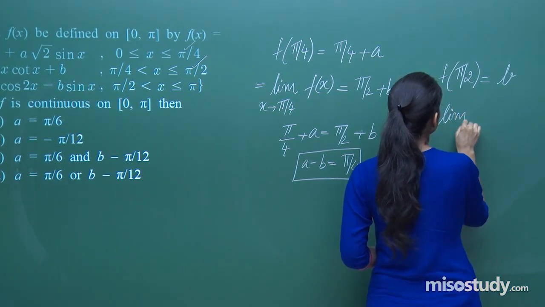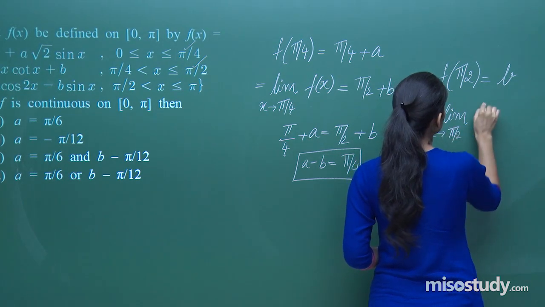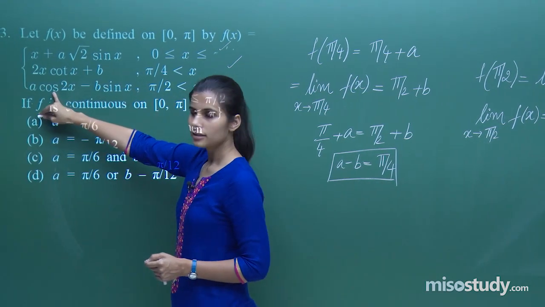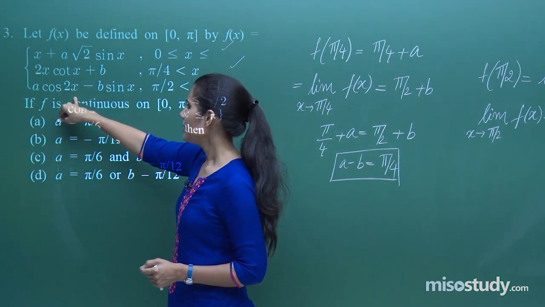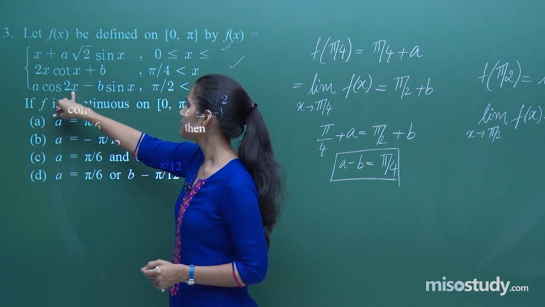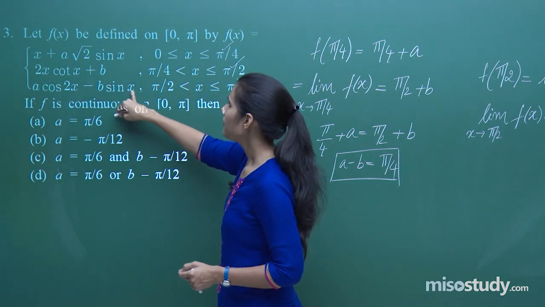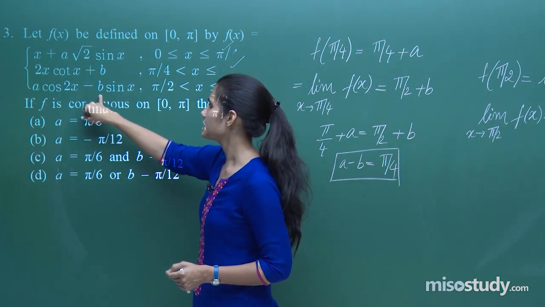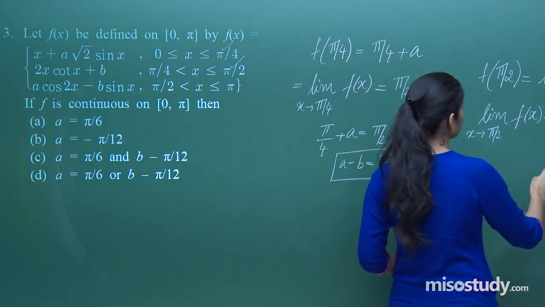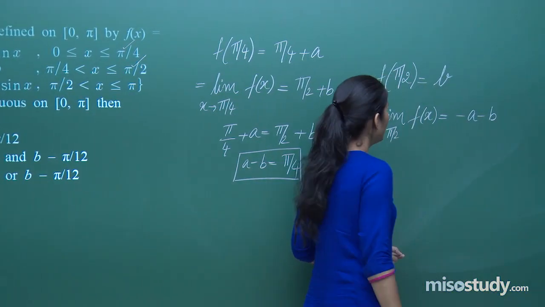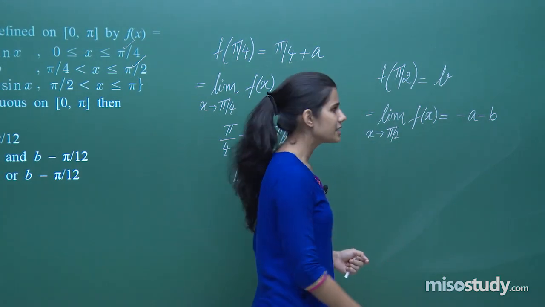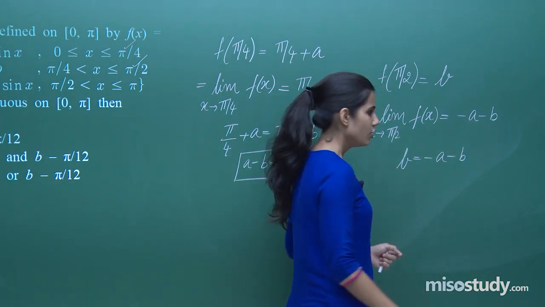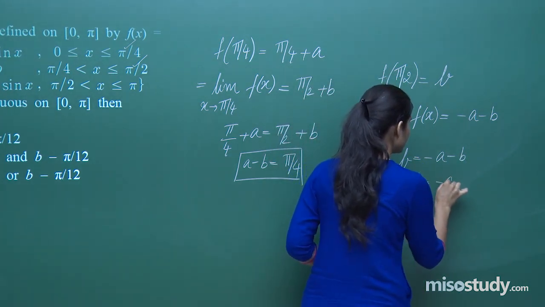And if I talk about limit x tends to pi by 2 of f of x, it is actually this. So it is a cos 2 times pi by 2, so it is a cos pi, which is minus 1, so this is minus a, and sin pi by 2 is 1, so this is minus b, so minus a minus b. Again, both of these are equal because the function is continuous at pi by 2, so you are getting b equals minus a minus b, or 2b is minus a.